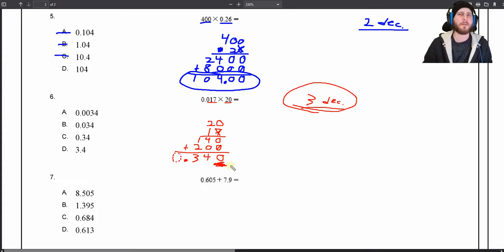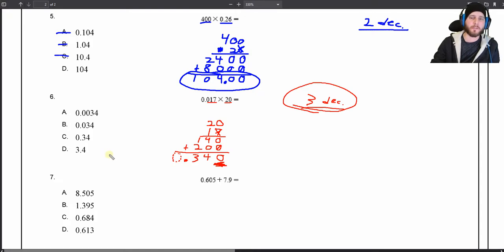Matter of fact, if you later go on and check with the calculator, if you type in 0.340 and hit enter, a lot of calculators will actively delete that extra 0 because it's useless. It's not actually doing anything. This one is the only one that has the decimal in the appropriate place, which is right in front of the 3.